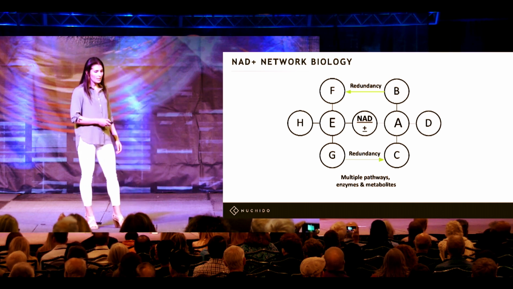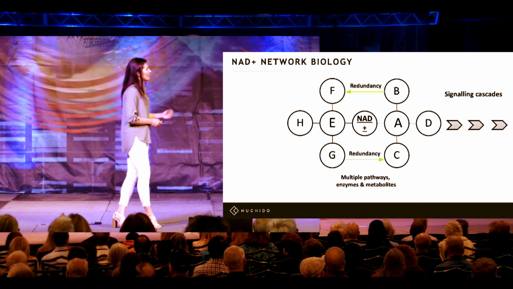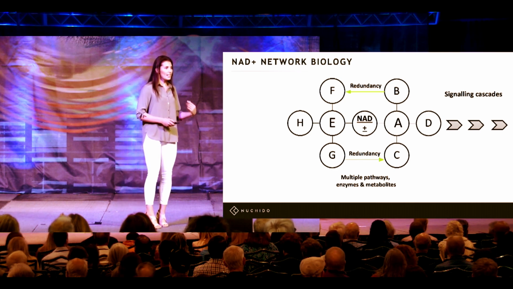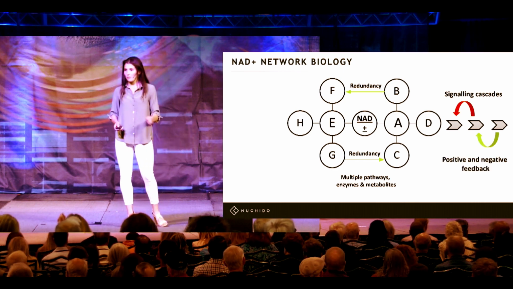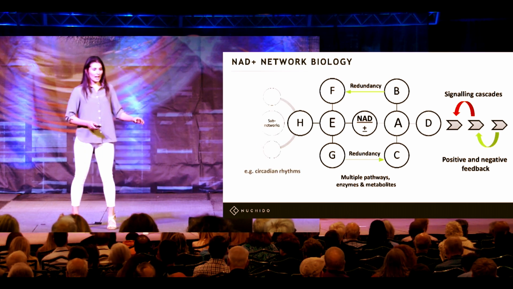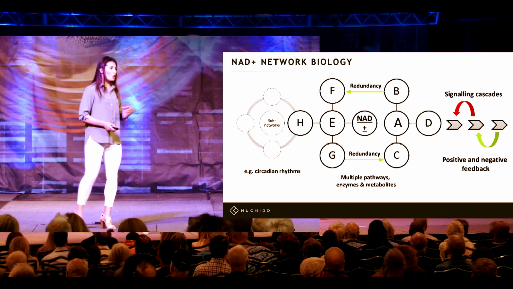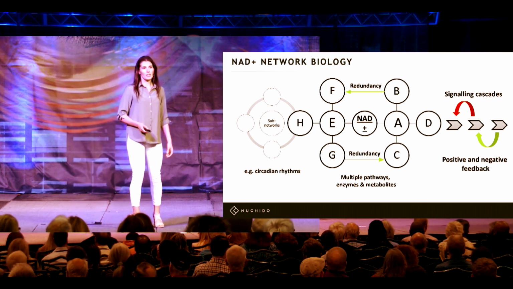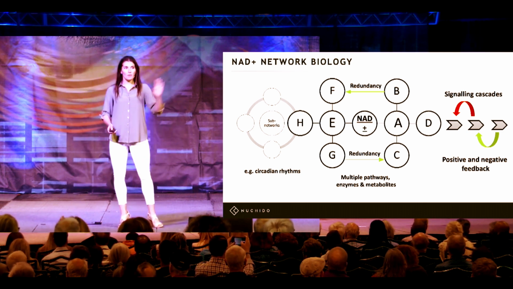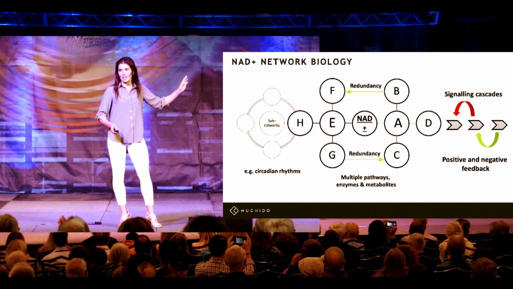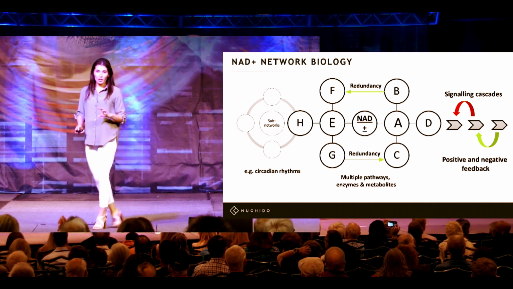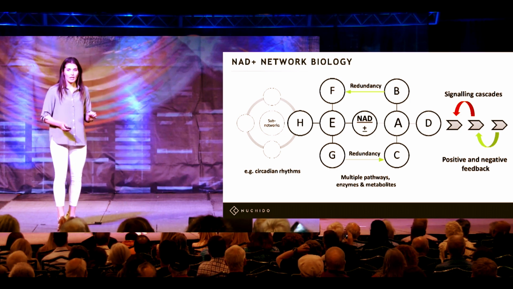On top of this, you've then got signaling cascades. And these signaling cascades have positive and negative feedback. And then even more than this, you've got subnetworks which are governed by even more complex factors such as circadian rhythms. So even at this very low level here, you can see that biology is really, really complex.